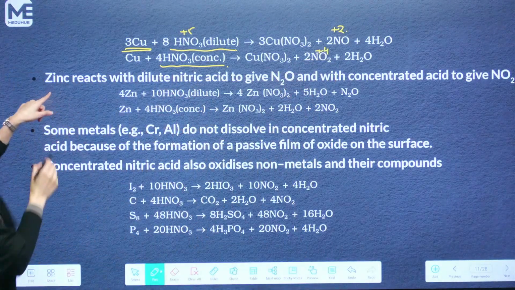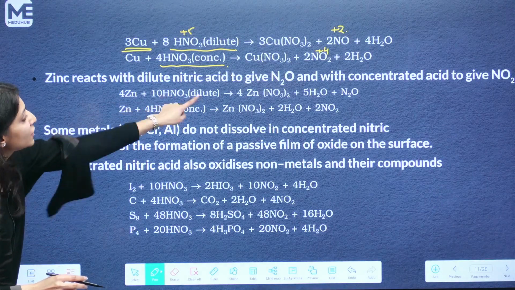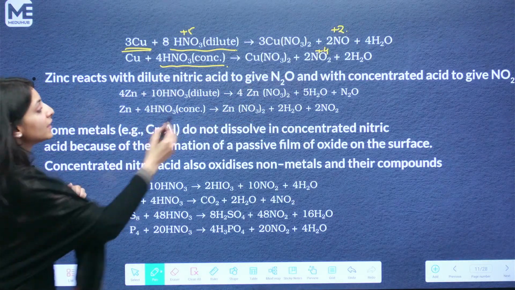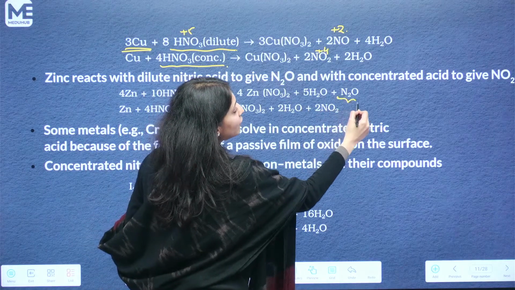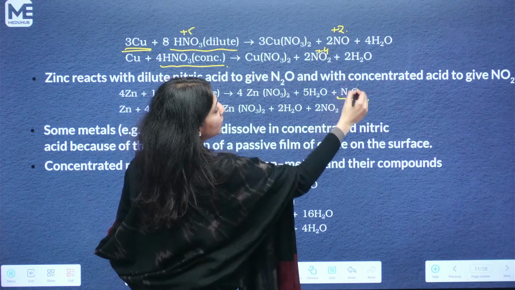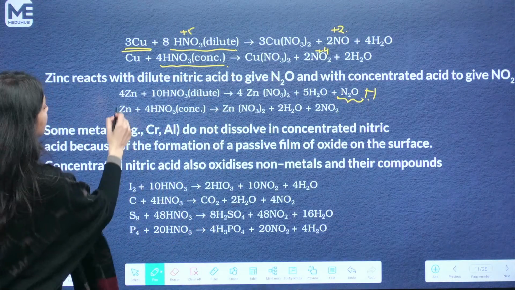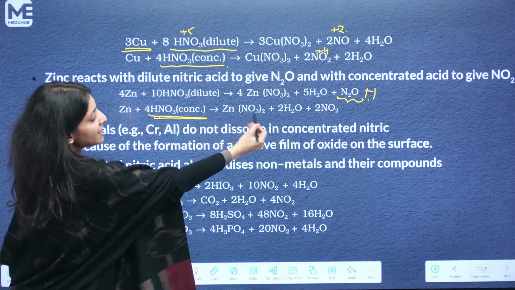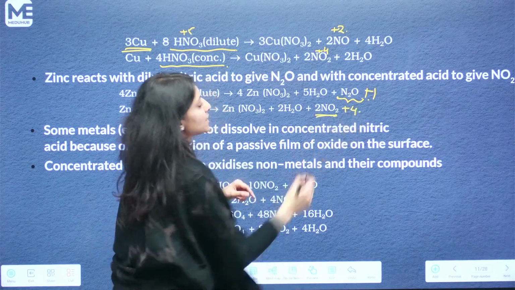ठीक है, if we talk about zinc, zinc on reaction with dilute HNO3 gives zinc nitrate. Corresponding nitrate salt तो बन ही रहा है. HNO3 किस चीज़ में रिड्यूस हो रहा है, इधर N2O, नाइट्रस ऑक्साइड N2O. सो इधर इसका ऑक्सीडेशन स्टेट क्या है, +1. एंड if it's reacting with concentrated HNO3, we are getting zinc nitrate and NO2, where the state is +4.